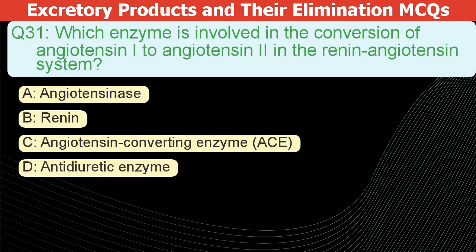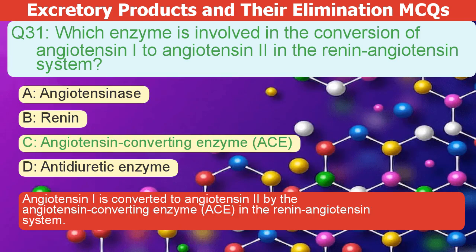Which enzyme converts angiotensin I to angiotensin II in the renin-angiotensin system? A. Angiotensinase. B. Renin. C. Angiotensin converting enzyme, or ACE. D. Antidiuretic enzyme. The correct answer is C. Angiotensin I is converted to angiotensin II by the angiotensin converting enzyme, or ACE, in the renin-angiotensin system.